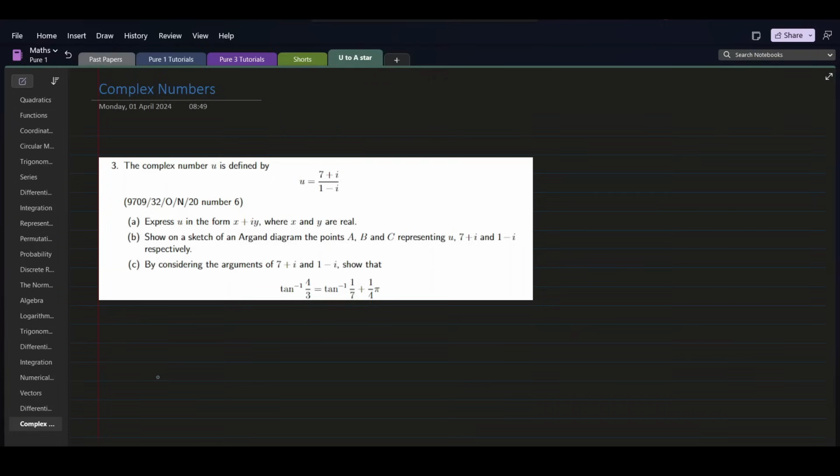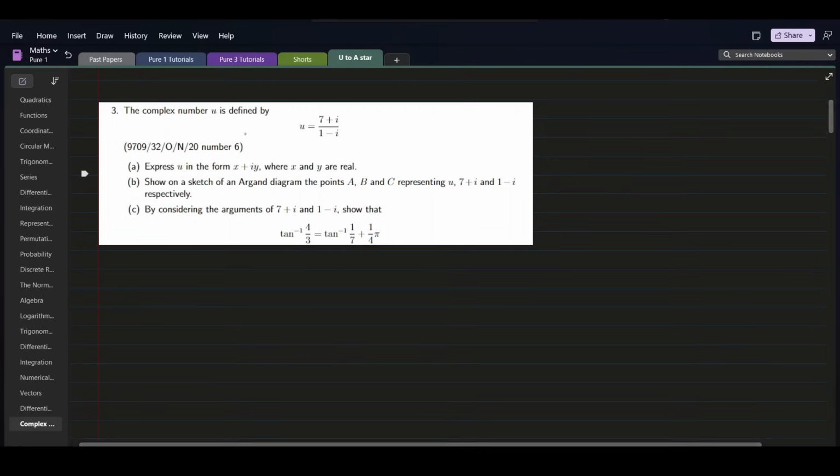Let's dive right in. The complex number u is defined by u is equal to (7 plus i) over (1 minus i). Part A, express u in the form x plus iy, where x and y are real. Okay, so we're given that u is equal to (7 plus i) over (1 minus i). So this is simply division of complex numbers.